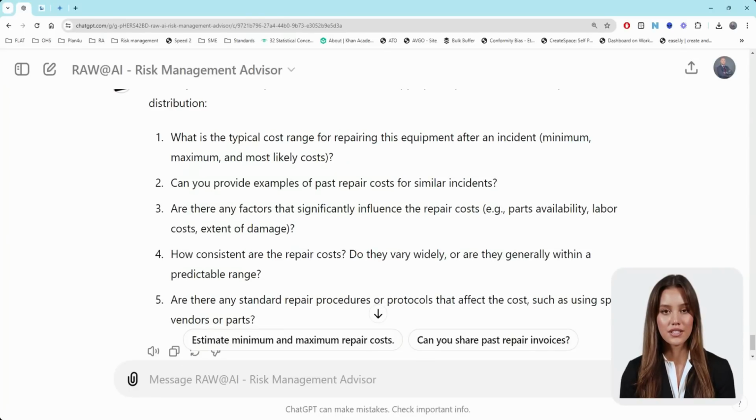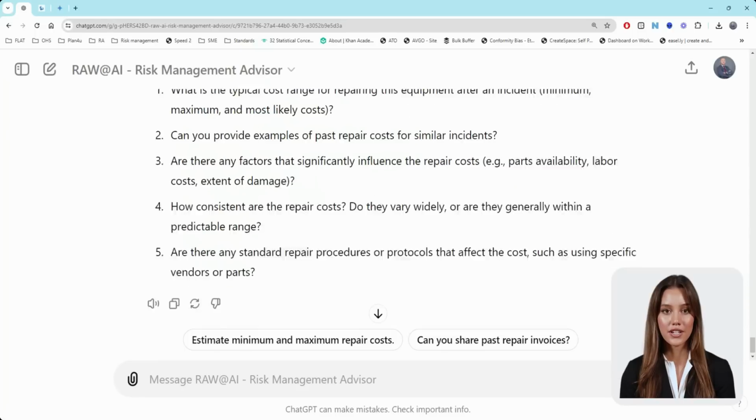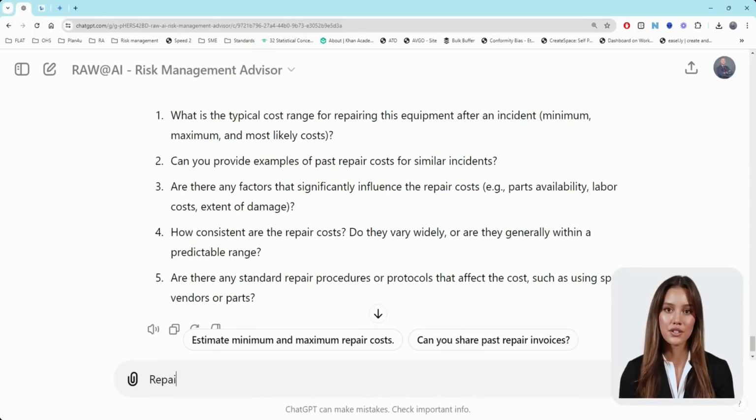Are there factors that significantly influence the repair cost, such as specific equipment that is more expensive? How consistent are the costs? Do they vary widely? Are there any standard repair procedures or protocols that affect costs, such as specific vendors or parts? Excellent questions.